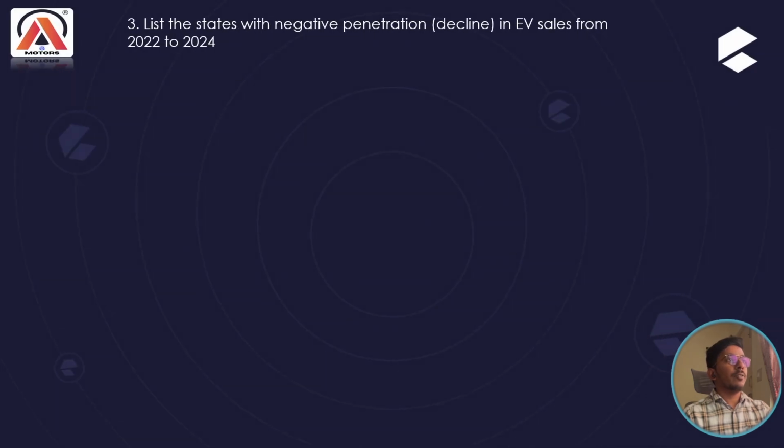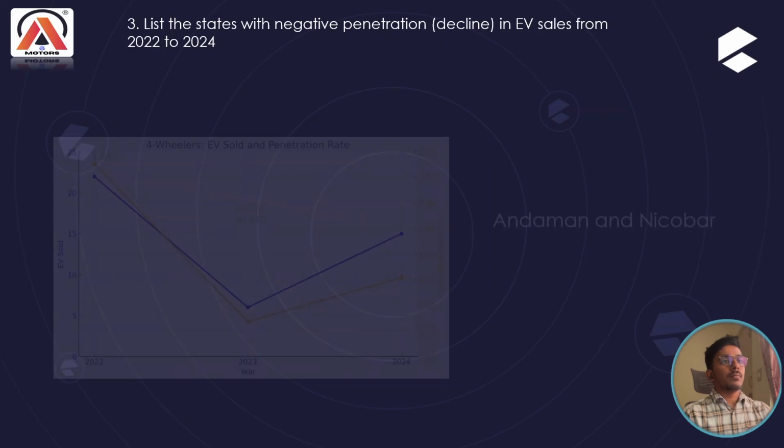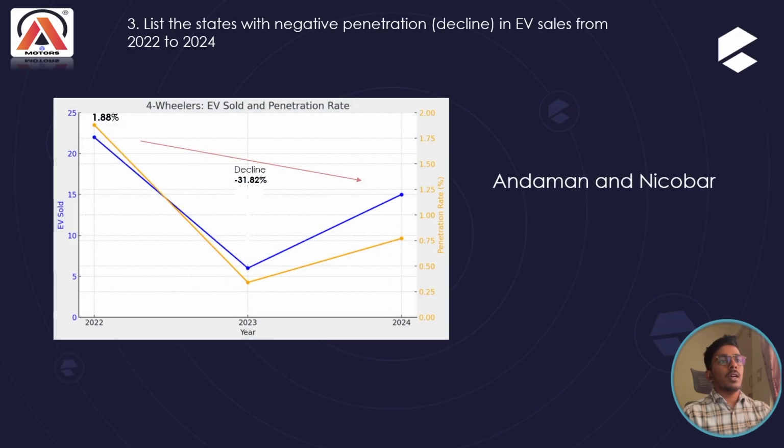List the states with negative penetration rate in EV sales from 22 to 24. It appears that Andaman and Nicobar is the only region with a negative penetration rate of 31.82% in 2024 compared to 2022.